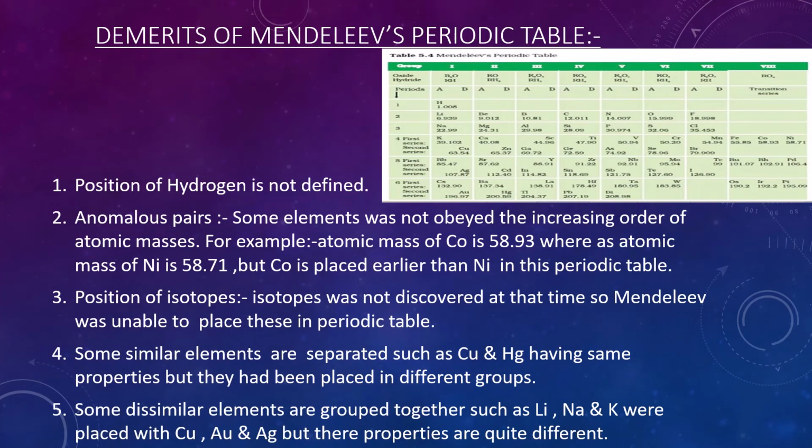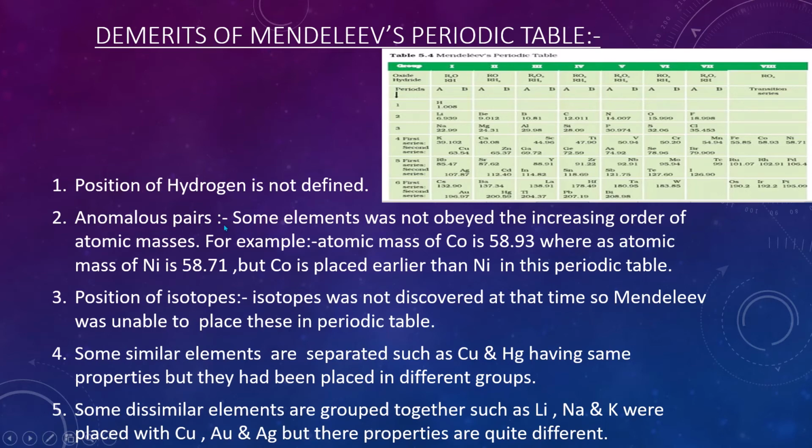But there are certain demerits also. The first demerit is that the position of hydrogen is not defined. Same as with Newlands, Mendeleev also was unable to explain the position of hydrogen. He placed hydrogen in group 1A with lithium, sodium and potassium. As we know, lithium, sodium and potassium are alkali metals. Hydrogen is a non-metal. Why did he keep hydrogen with these metals? We don't know. He did not give any explanation for that. So that is the demerit or limitation.